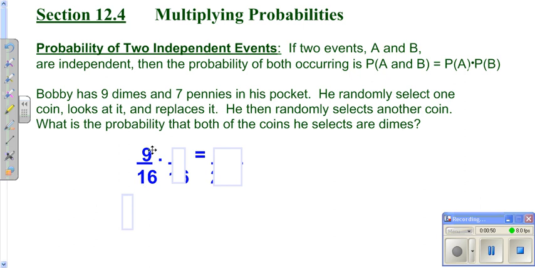Since he puts it back in his pocket, the second time he draws a coin, he still has 9 dimes to choose from and a total of 16 coins to select. So that's the probability of the second coin. So you multiply across, you get 81 on top over 256 on the bottom.